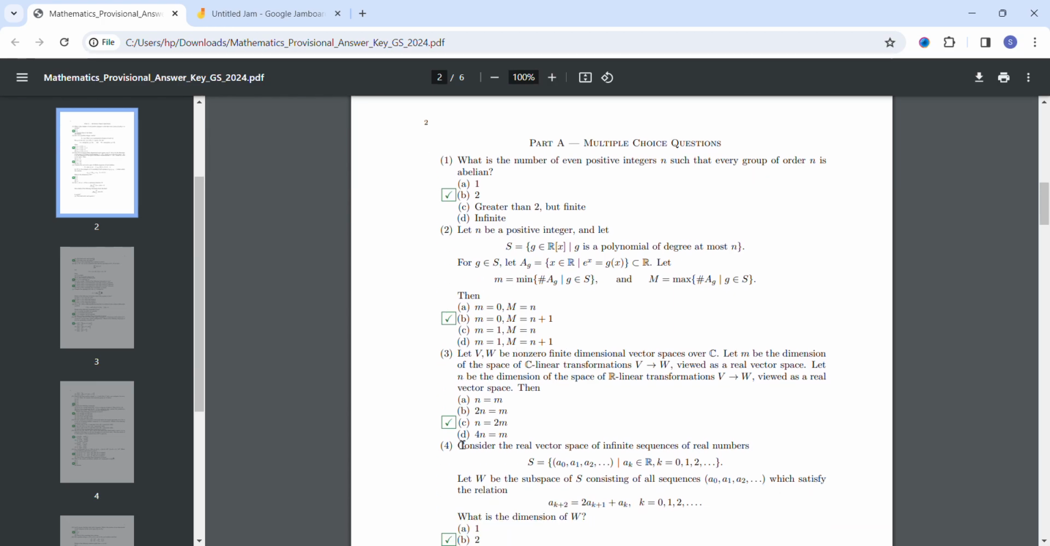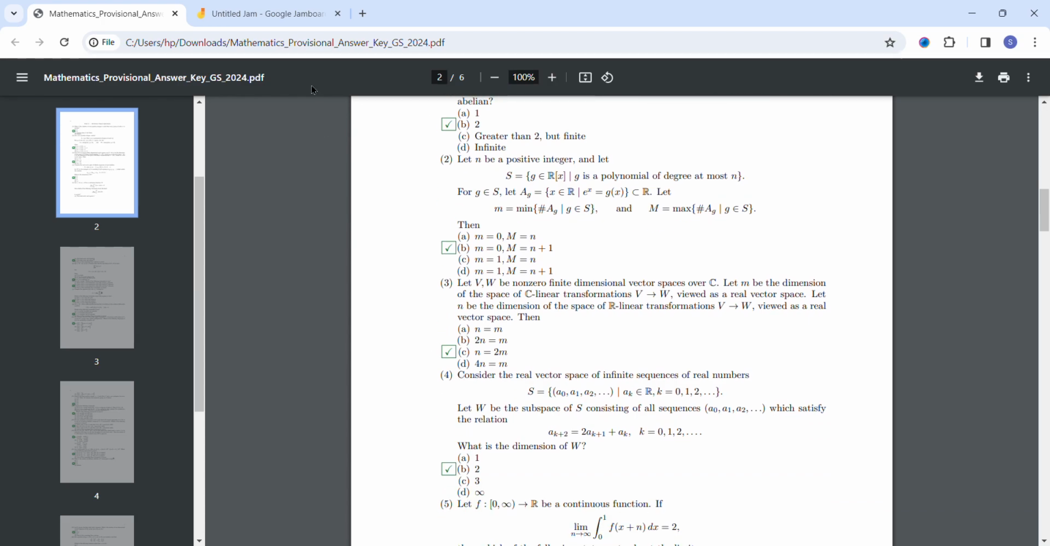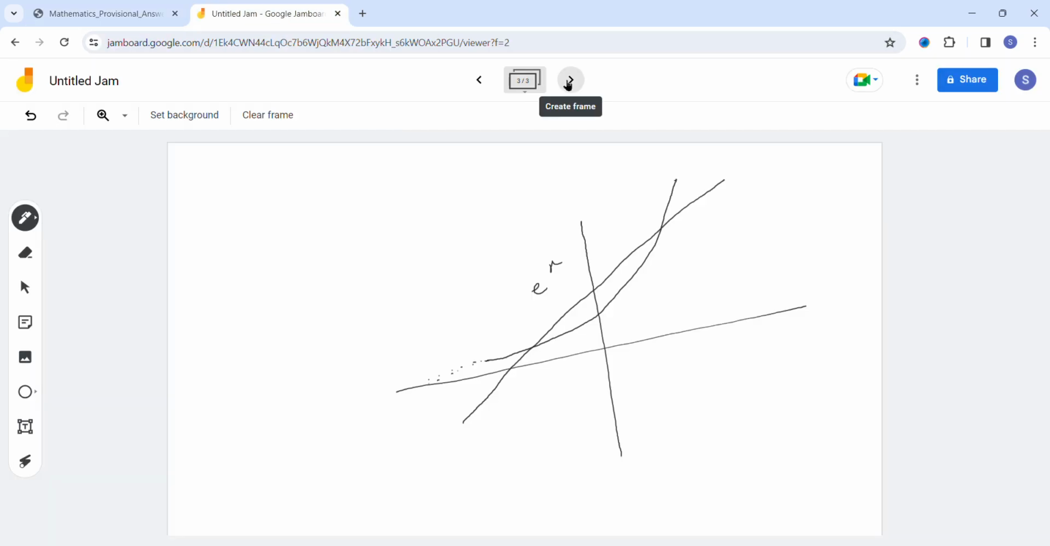Now come to question number three. Question number three says that V and W are non-zero finite dimensional C vector spaces, and you are considering the C linear transformations from V to W and the R linear transformations from V to W. You can see that each forms a vector space, and you are considering the dimension of that vector space over R, then concluding what the relation will be between M and N. Okay, some students have doubt in this question, but I'm going to solve this problem.